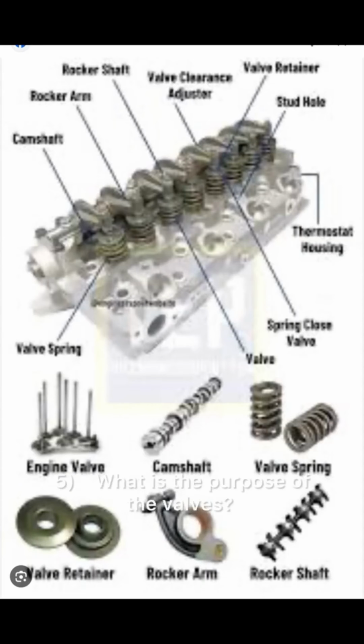5. What is the purpose of the valves? Provide a means of sealing the cylinder during compression and power. Open to let intake charge in. Close to allow exhaust to leave. 6. How are valves cooled? 75% heat transfer through valve seat. 25% heat transfer through valve guide. Intake valves receive some cooling from intake charge.